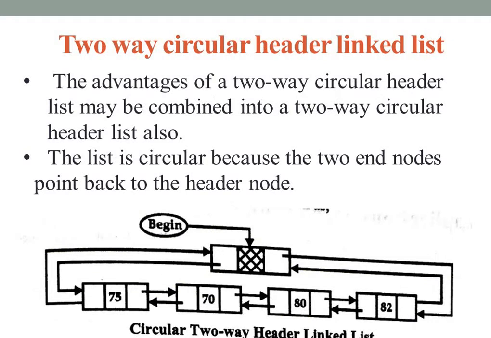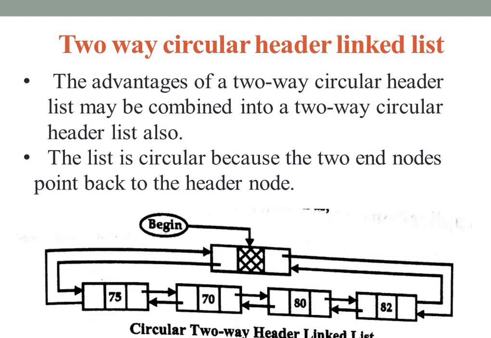Fourth type, the two-way circular header linked list. The advantage of the two-way circular header linked list is that it may be combined into a two-way circular header linked list also, because we can add from the last node, and we can add from the first node also.